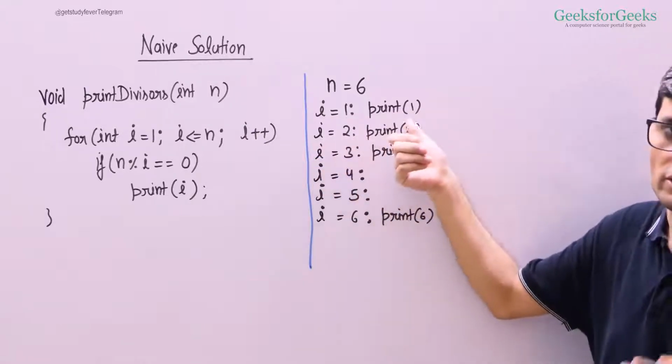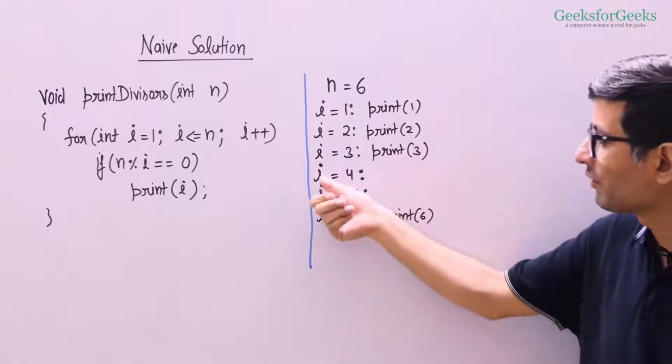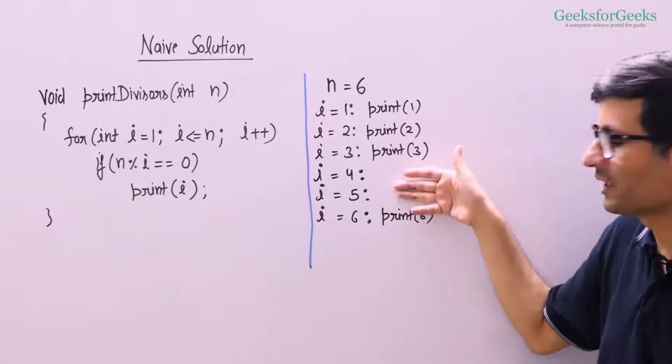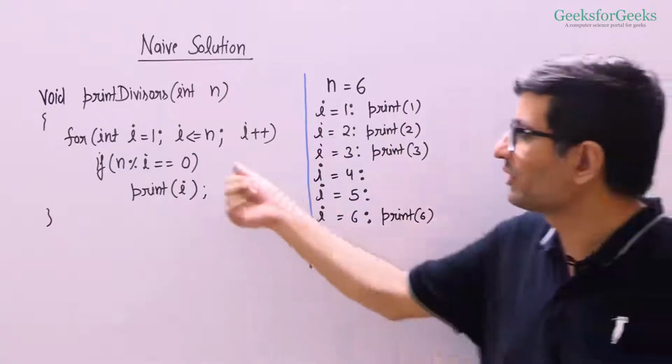For i equal to 2, 2 divides 6, so we print 2. For 3, we also print. For 4, 4 does not divide 6. 5 also does not divide 6. So we do not print anything for these. 6 divides 6, so we print 6 and we stop at 6.